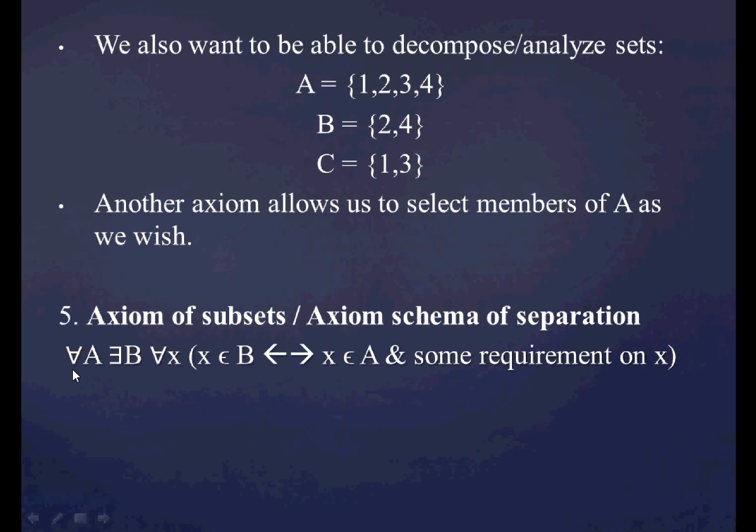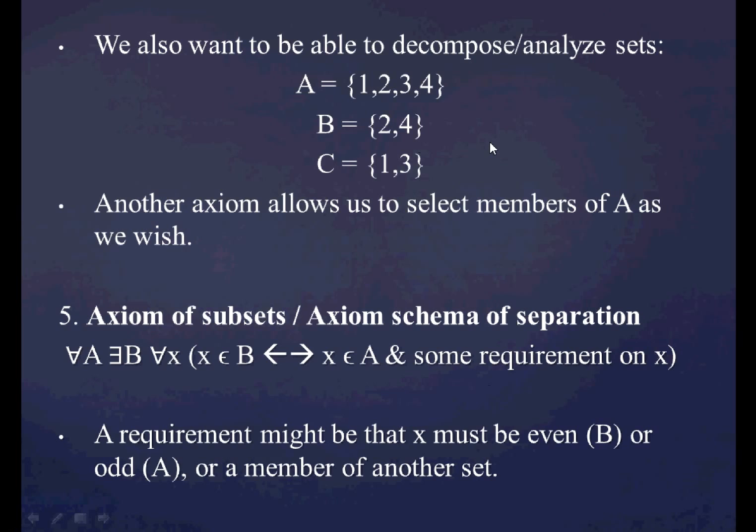So again, just to read this out, for all sets A, there exists some new set B, such that for all the x's, if those x's are members of B, that implies that x is a member of the original set A, which we've assumed to exist, and it meets some other requirement. And I'm going to leave this vague, because this requirement can really be just about anything. So in this case, when I constructed these new sets, my requirement for B was that its elements not only be within the original set A, but that these x's also be even in the case of set B. In the case of set C, I wanted them to be odd. So to be even or odd, those are just two examples of requirements that I may place upon x.